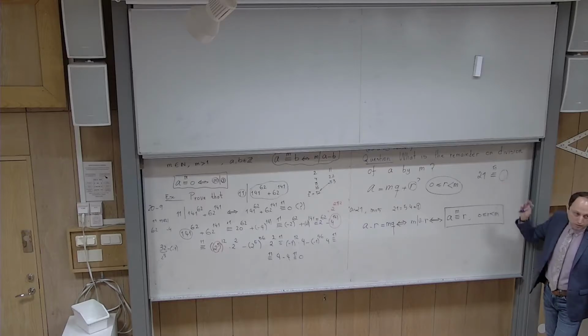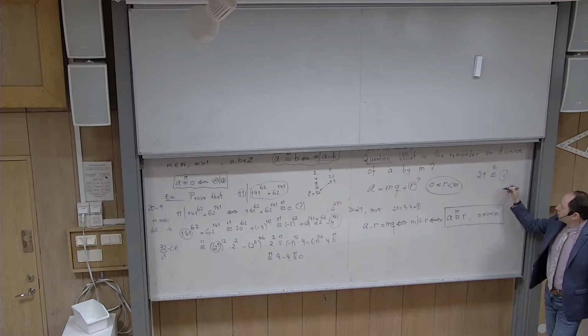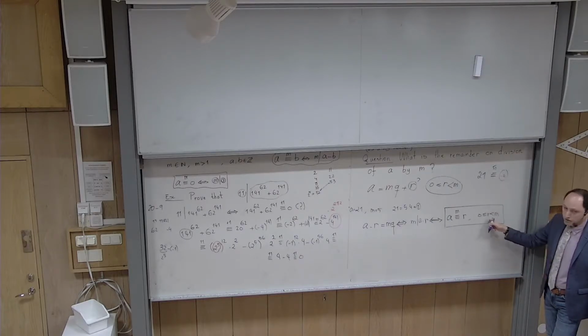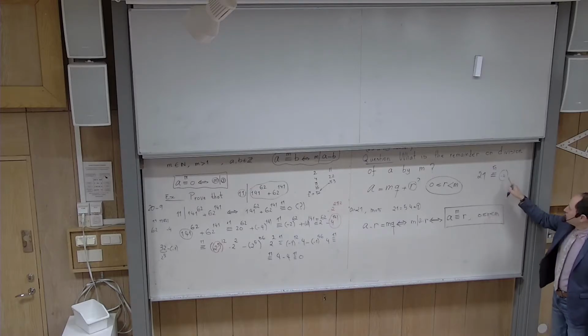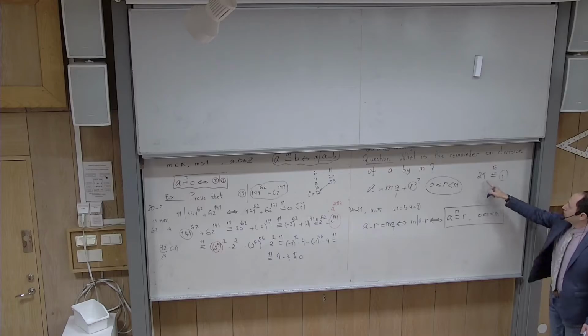So what is that number here? For example, I can write -4. This is not wrong because 21 minus -4 is 25. 25 is divisible by 5, so it's true. But I cannot accept this as the remainder because it does not satisfy this condition. So which number is that? 1. Why? Because 21 minus 1 is 20. 20 is divisible by 5.